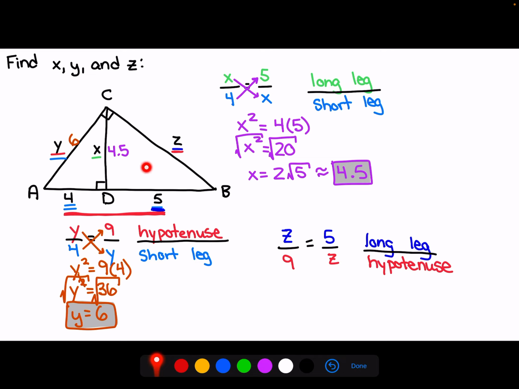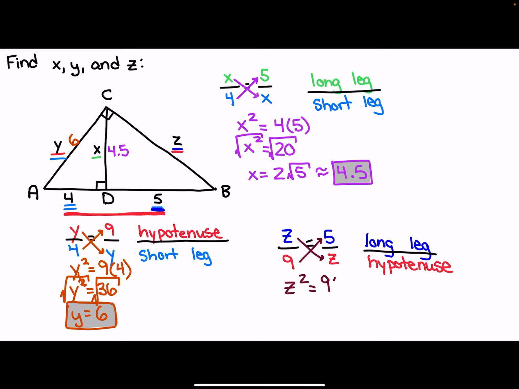Then on the medium triangle, the long leg is 5, because 5 is bigger than 4.5. That just proves it further. But long leg is 5 over hypotenuse, which is z. Again, we see a geometric mean occurring. From here, we can cross multiply and solve. This will give us z squared equals 45. And taking the square root of both sides, we'll get z is about 6.7.